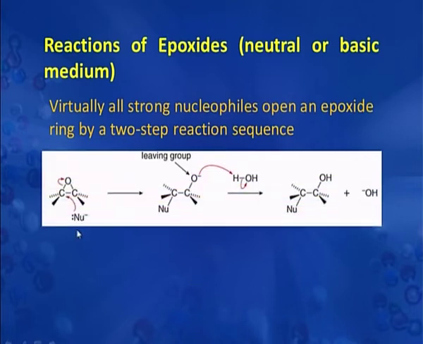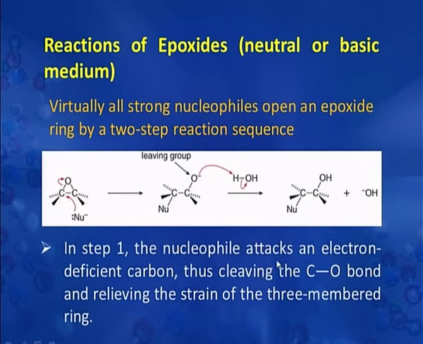Now, we will discuss the ring opening of epoxides in basic medium in detail. Here you can see this is a nucleophile, which is a basic attacking reagent obviously. So, it attacks one of the two carbons here, and then in the second step hydrogen is abstracted from water. As a result, we get an addition product as a result of ring opening.